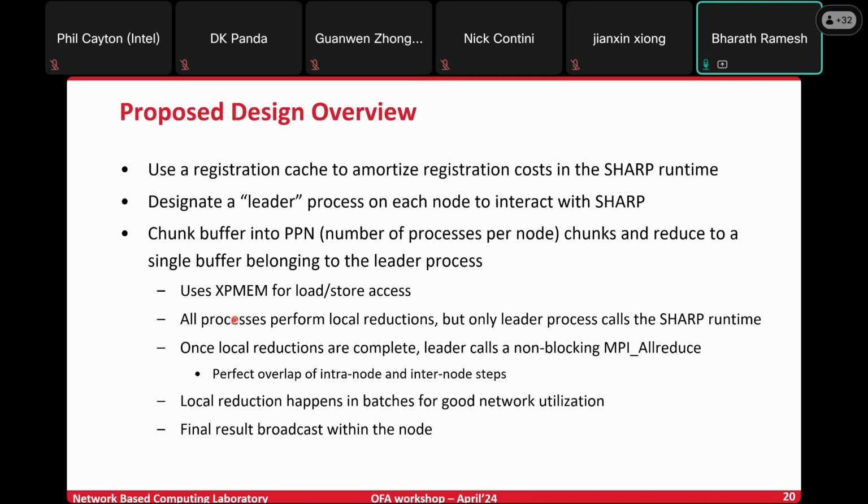All processes will perform local reductions of a certain chunk, but only the leader process calls the SHARP runtime. The main motivation for this is to reduce the overheads of having many processes interacting with the SHARP runtime, which is something that the runtime itself prevents, at least with the version that we ran our experiments with. Once the local reductions are complete, we want to overlap these with the non-blocking implementation of SHARP reduce. We do this in batches to get good network utilization. The final step is for the leader processes to broadcast within the node.